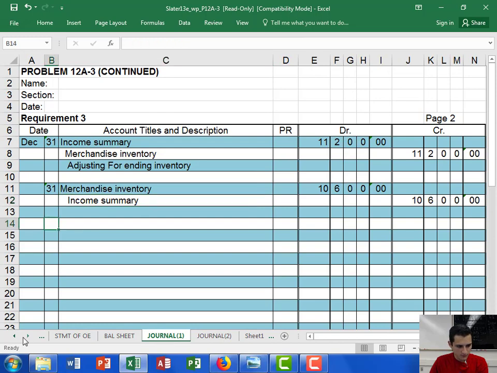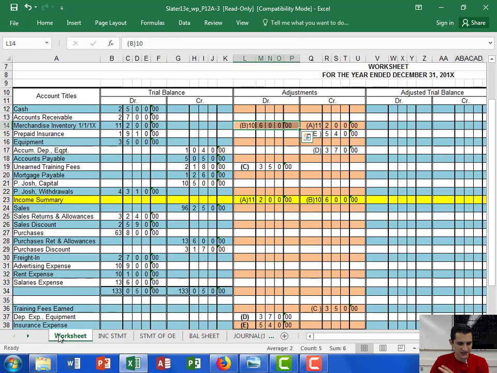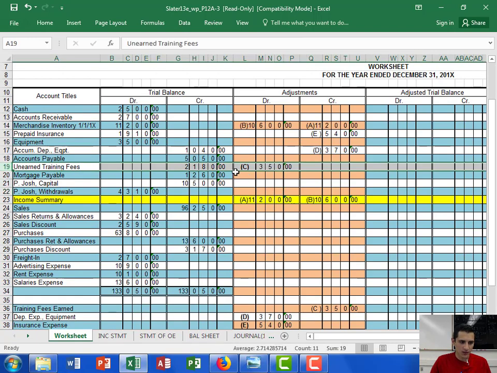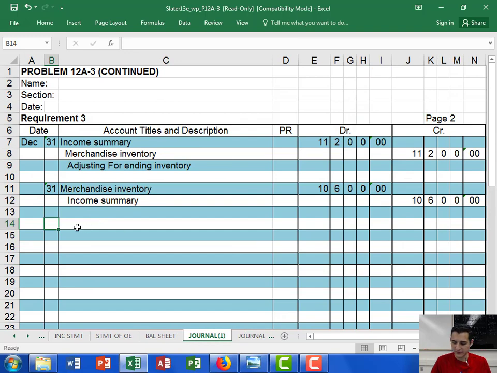Okay? So then continuing on with the adjusting entries. We've already done A and B. Now C is dealing basically with your unearned training fees or your unearned revenue. So initially you have a debit in unearned training fees. Unearned training fees is like a liability, so you're decreasing your liability by that amount. So unearned training fees for the amount of $350. So you're debiting that $350.